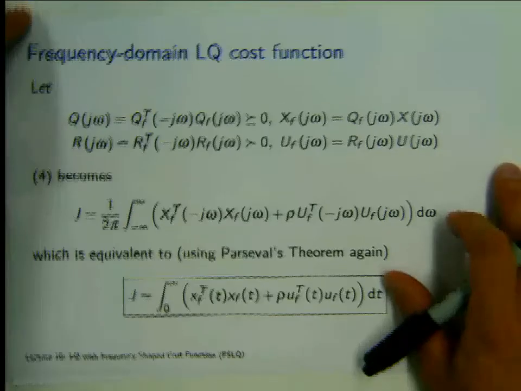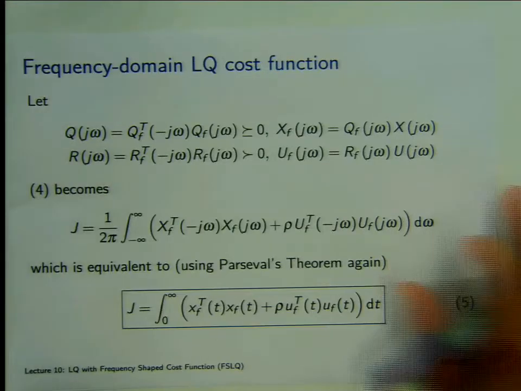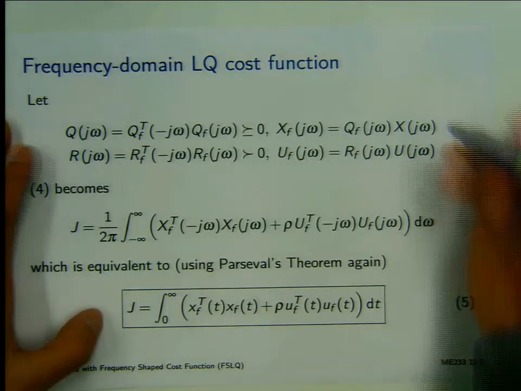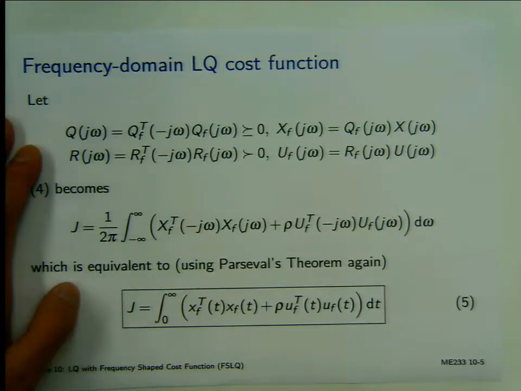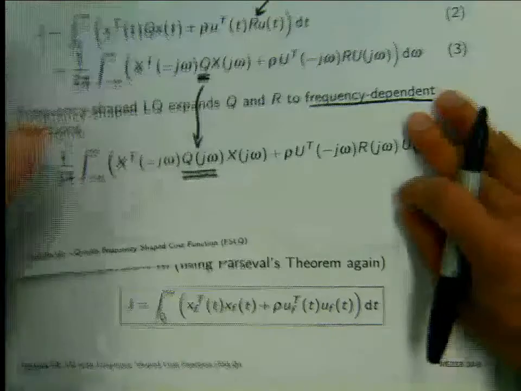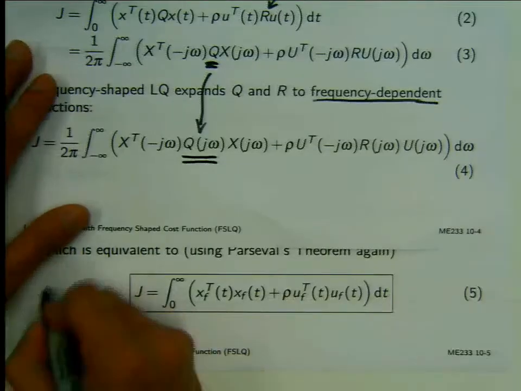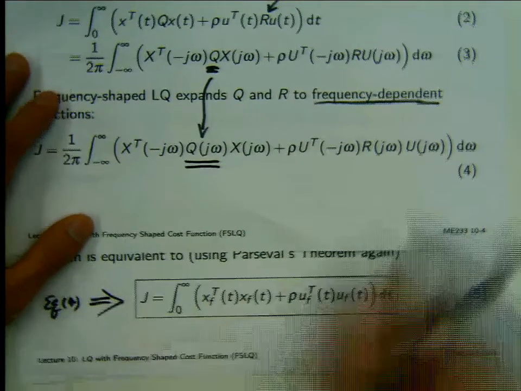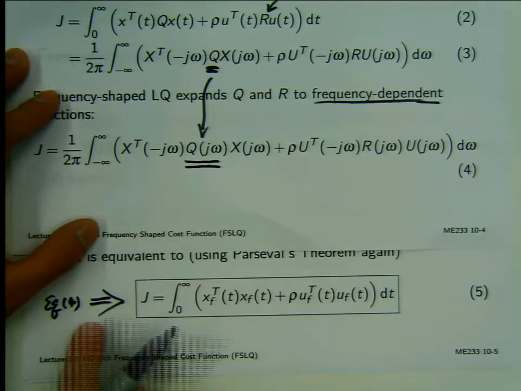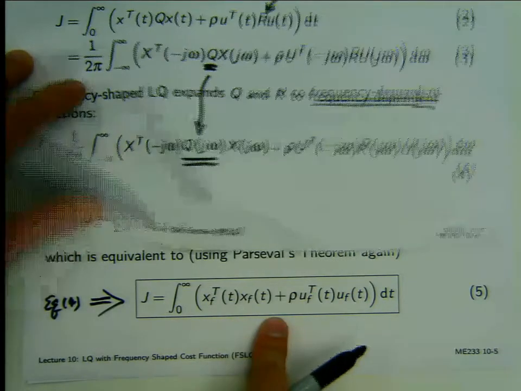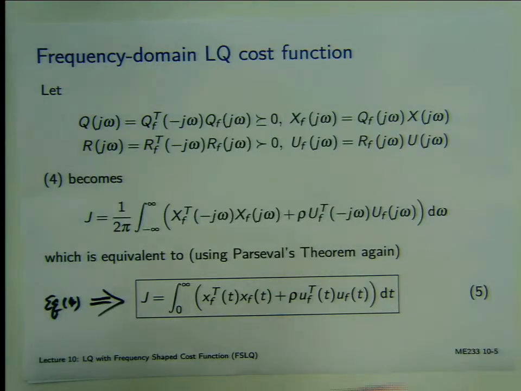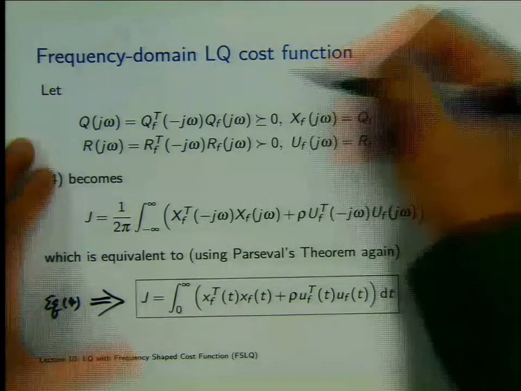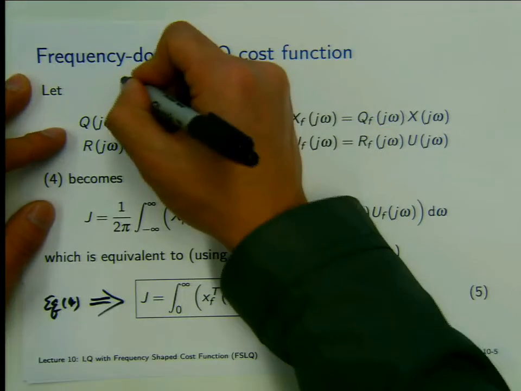So the key steps in frequency-shaped LQ is to do these following steps. So it's about how we can translate this equation 4, which is in the frequency domain. How we can translate this into the time domain to this equation here. So that's the goal of this slide. Okay? So we have, let me rewrite it here.